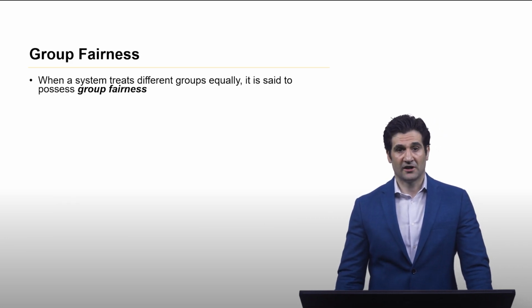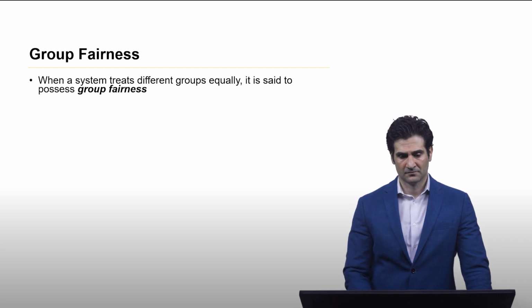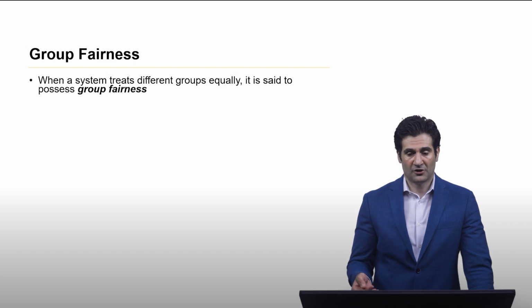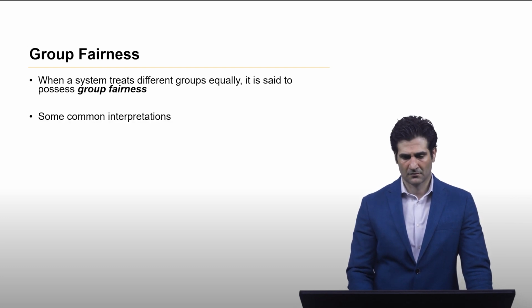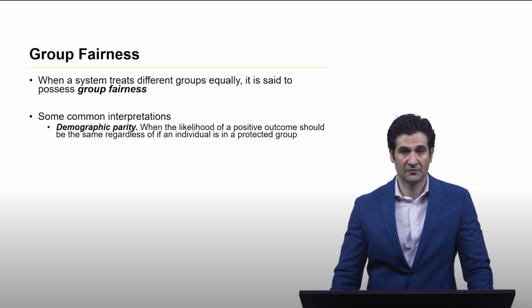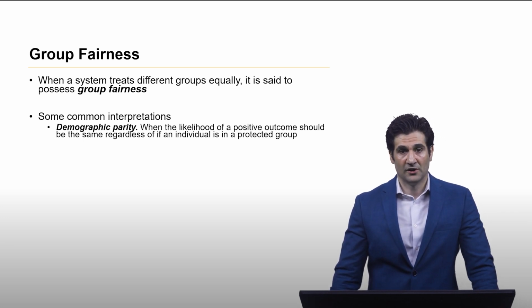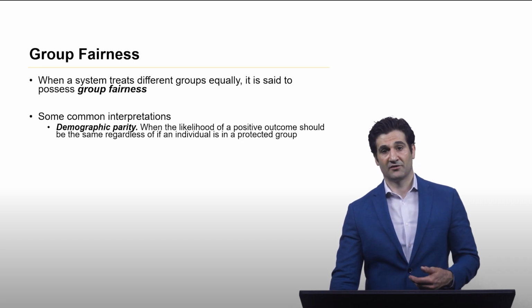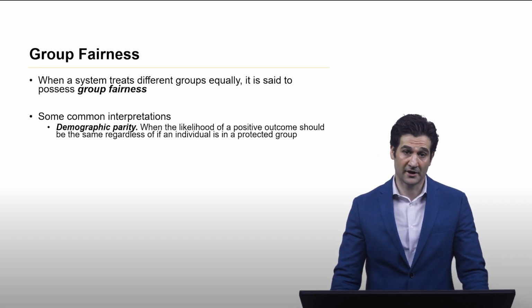So next is looking at group fairness, and this is when the system treats different groups equally. So here are some common interpretations. So first is demographic parity, and that is when the likelihood of a positive outcome is the same regardless of if the individual is in a protected group or not.